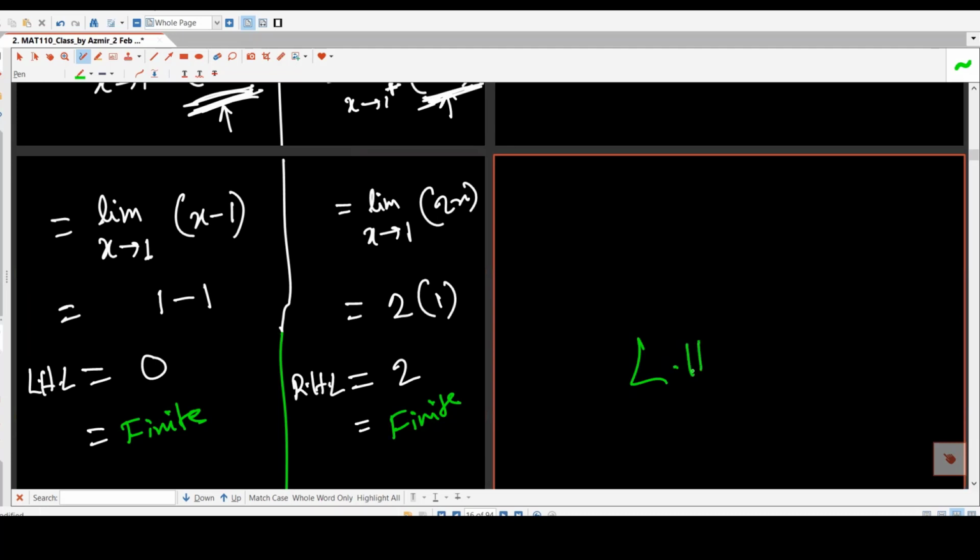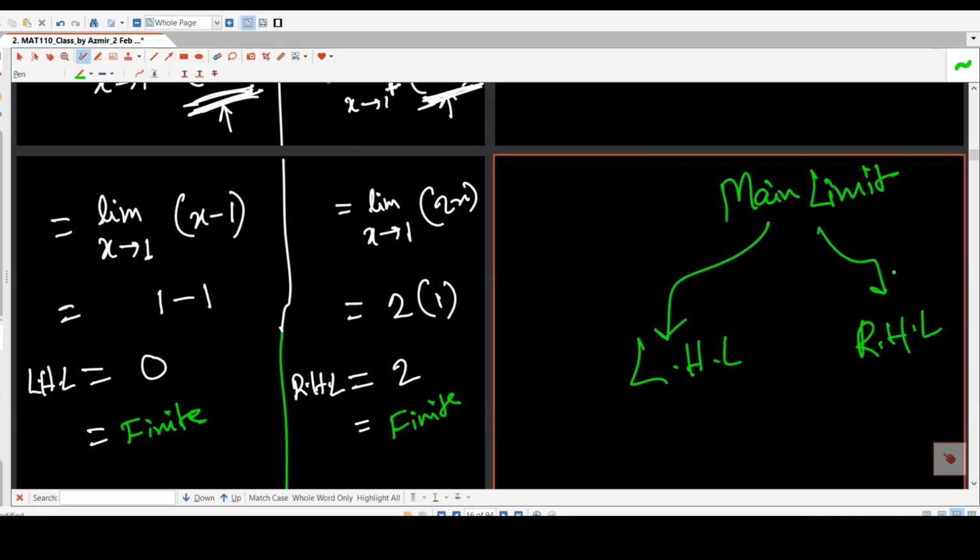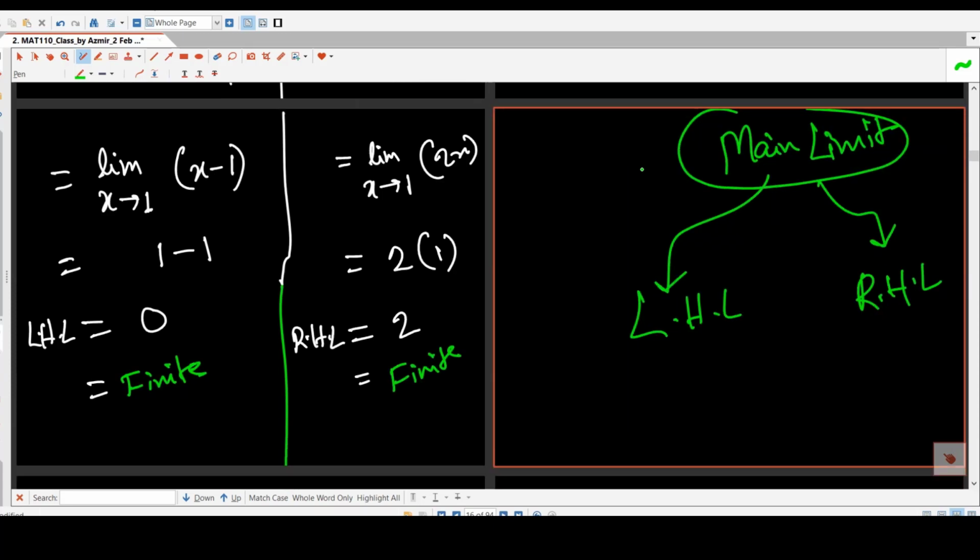But combinedly, we have to think about the main limit, from where we have this left-hand limit and right-hand limit. So we need to remember this main limit. Don't forget this one. The left-hand limit is finite, that means the left-hand limit exists. The right-hand limit is also finite. We can see the right-hand limit is 2. So this one exists.